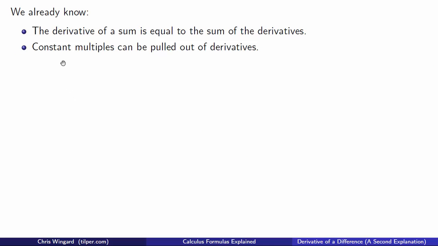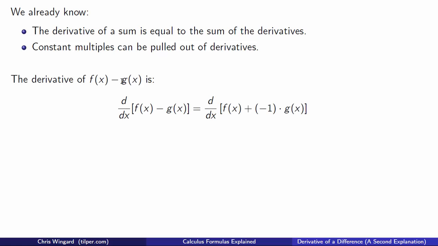And we also know that constant multiples can be pulled out of derivatives. So we're going to use these two facts to get the derivative of a difference rule here. So the derivative of f of x minus g of x is d dx of f of x minus g of x equals d dx of this.